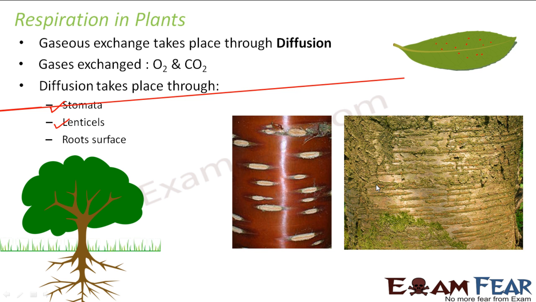It also happens through the root surface. How from the root surface? Especially through the root hairs. Because the root hairs are in direct contact with the soil and the soil is also enriched with gases like oxygen. So the root hairs, being in direct contact with the oxygen in soil, allow diffusion of oxygen to take place across the root hairs. However, we have these three different ways by which diffusion takes place, but most of the gaseous exchange happens through stomata. So most of the exchange takes place through stomata.